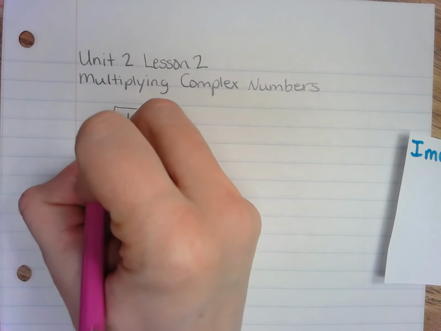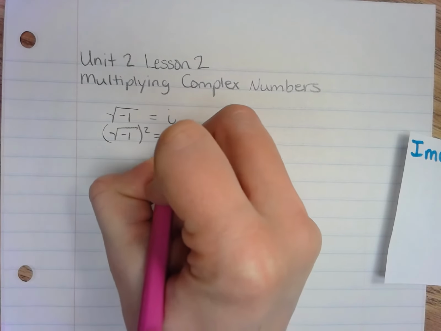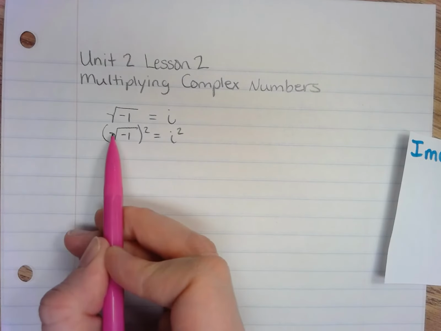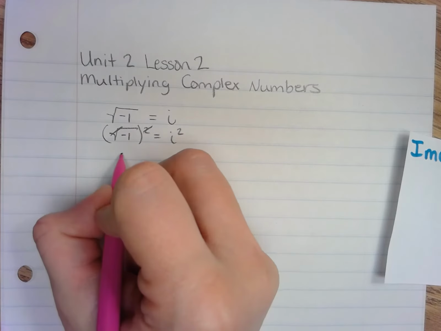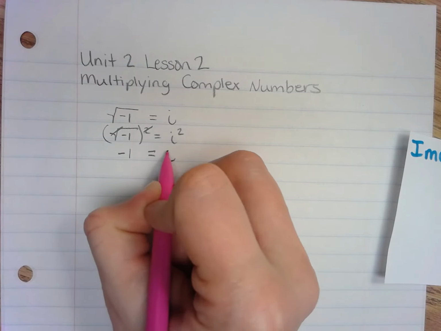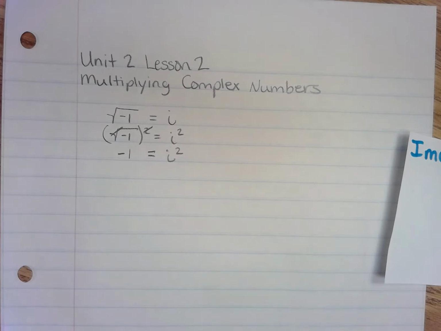If we square both sides, squaring and square root cancel one another. So this squared and square root cancel, leaving us with negative 1 equals i squared. So we'll need that in order to work out our problems.